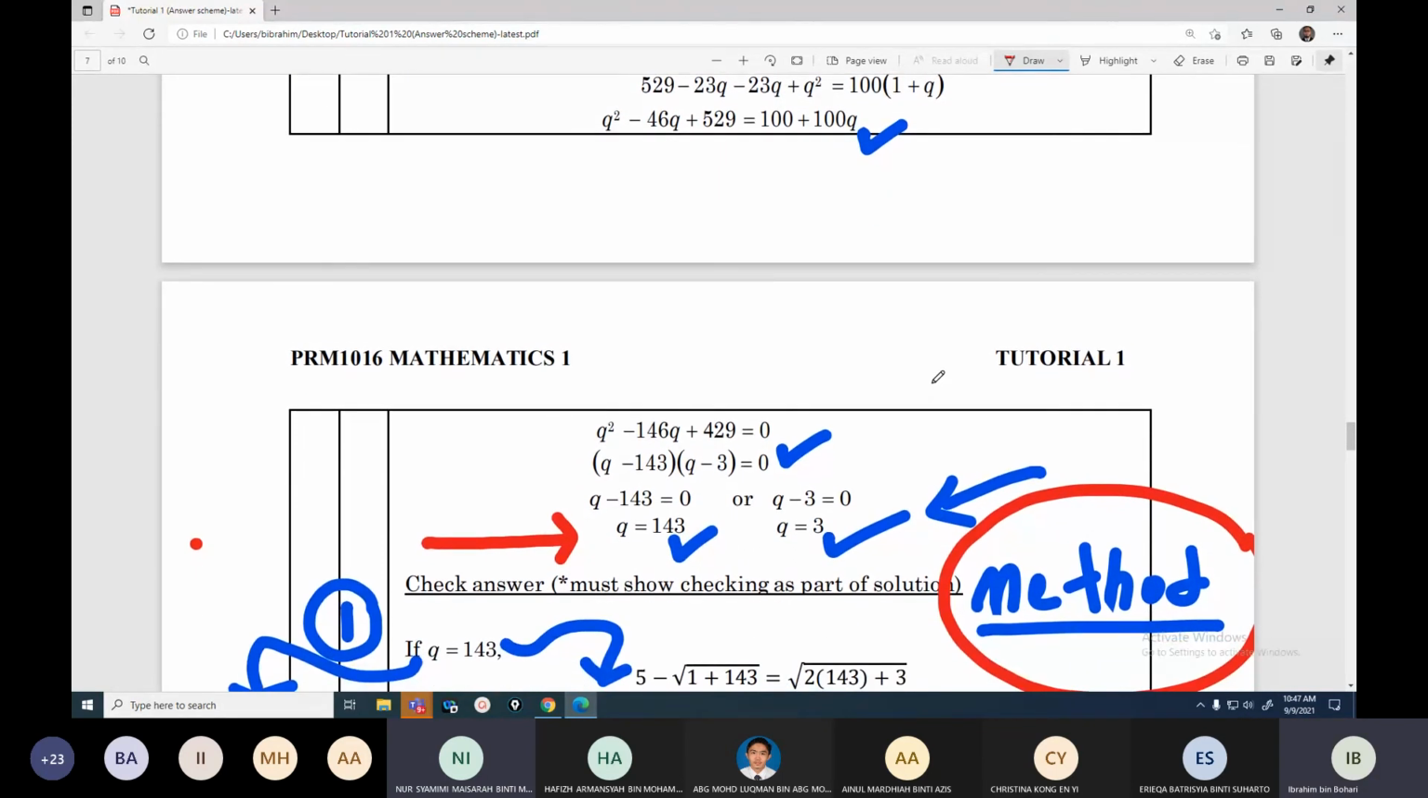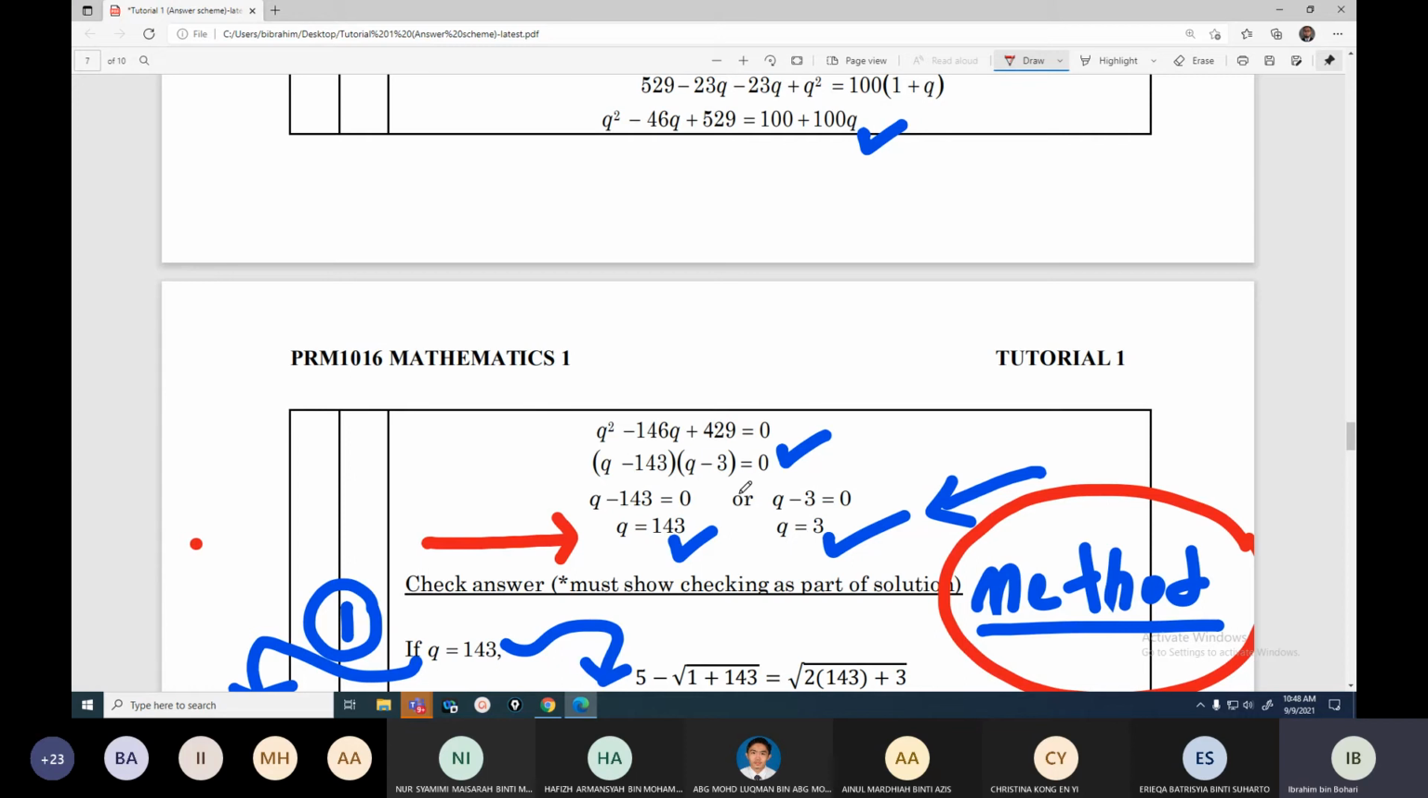What is the value of Q? The value of q is the same. Q equals to 143 and Q equals to 3. Okay, no problem. It's up to you. Boleh, tak ada masalah. Okay? Thank you, sir. Okay, ya.